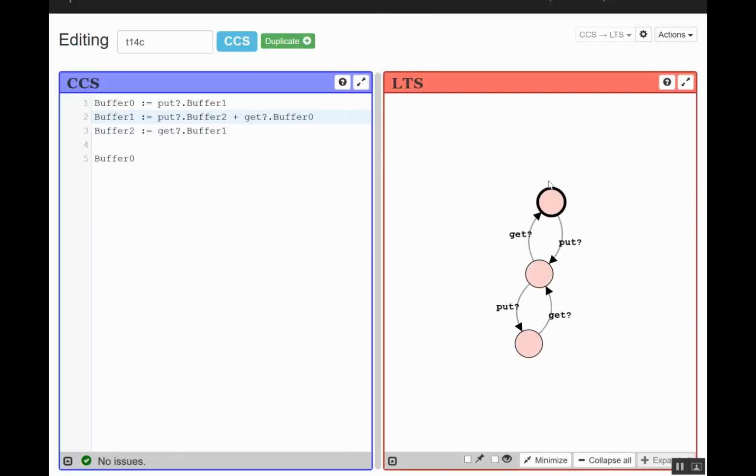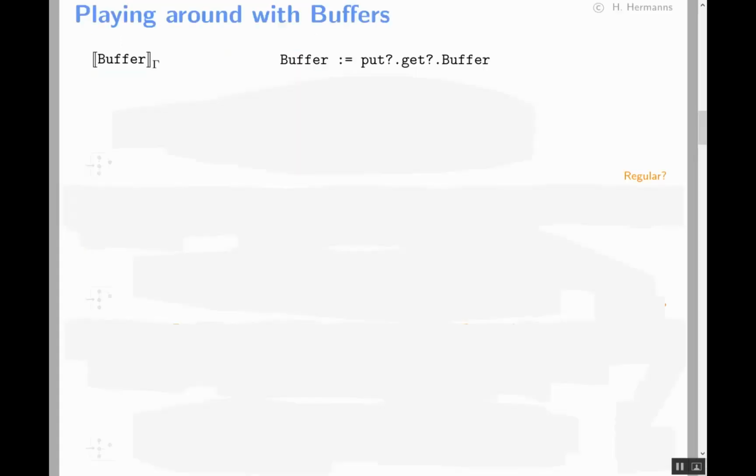Basically, these are the sequences that you can build out of this one. What you have seen so far is this one, and the semantics was this transition system, the reachable fragment, and the initial state was the buffer, right? And now, interesting question, is this a regular CCS expression? And the answer is, indeed, it is regular. There is no recursion over static operators.